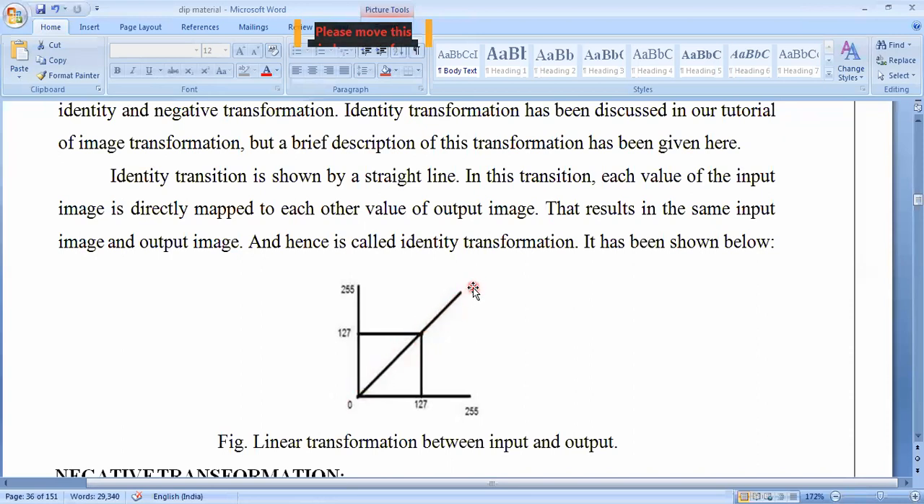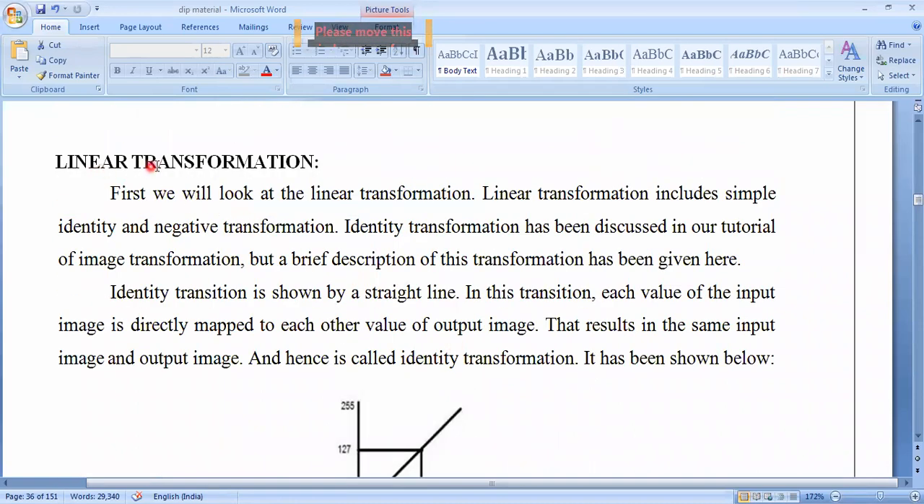Linear manner means, you see, in the input image whatever the pixel value is 0, the output is also 0. Now the input is 127, the output is also 127. Input is 255, output is also 255. So there is no change. It is called an identity transformation. Identity transformation means input pixels and output pixels are going to be the same. Input image and output image are the same. This is called a linear transformation.